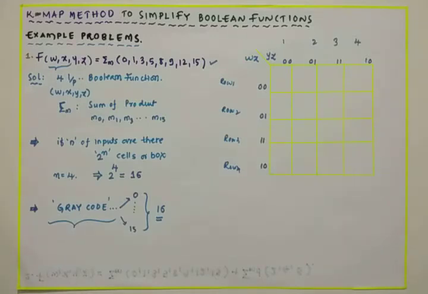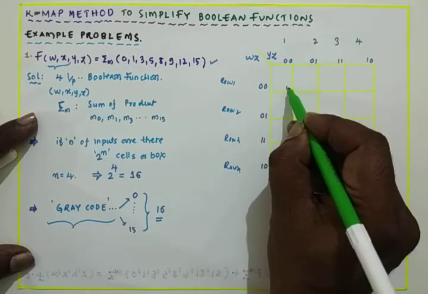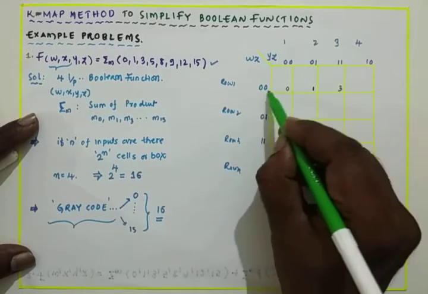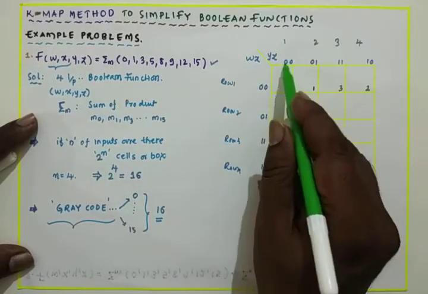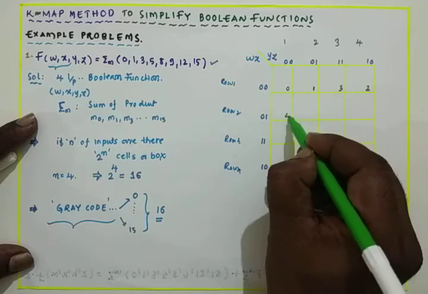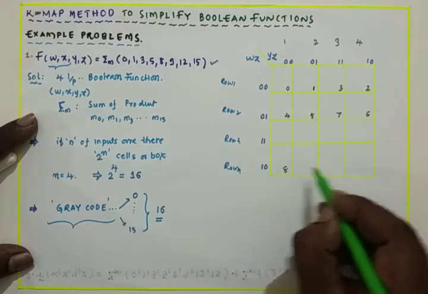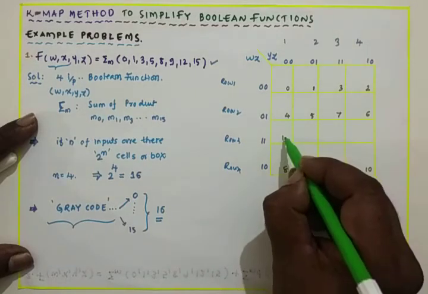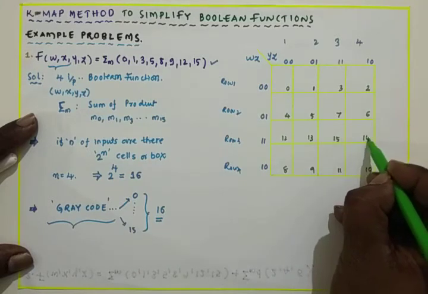Now we have to go with the numbering of each and every cell. Go with this particular cell. This is 0 0 0 0, it will be 0. 0 0 0 1 is 1. 0 0 1 1 is 3. 0 0 1 0 is 2. Coming to the next row, 0 1 0 0 is 4. It will be 5, 6, 7, and then 8, 9, 11, 10, 12, 13, 15, and 14.